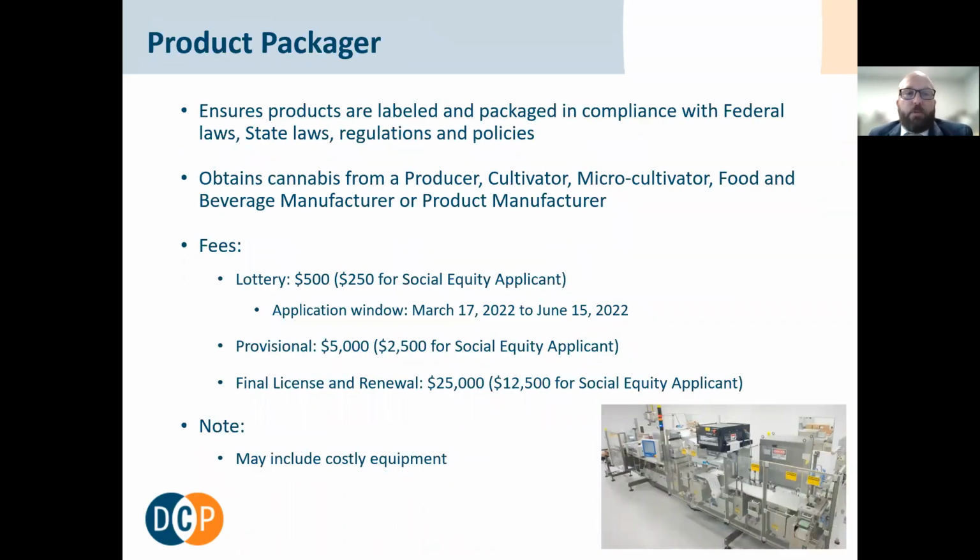A product packager is a business that labels and packages products in compliance with federal laws, state laws, and regulations and policies. They obtain the cannabis from a producer, cultivator, micro-cultivator, food and beverage manufacturer, or product manufacturer. As you can see, the fees are outlined there. And the application window is March 7th to June 15th. Just of note, some of this equipment can be very expensive both to purchase and maintain. And you may require specific personnel to have very specific training for that work.